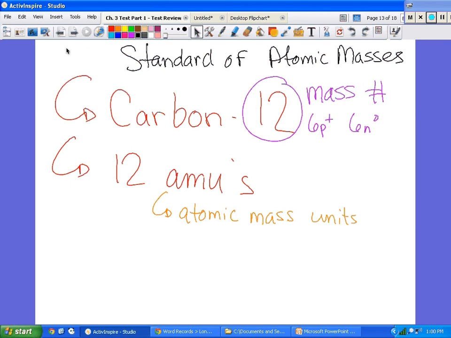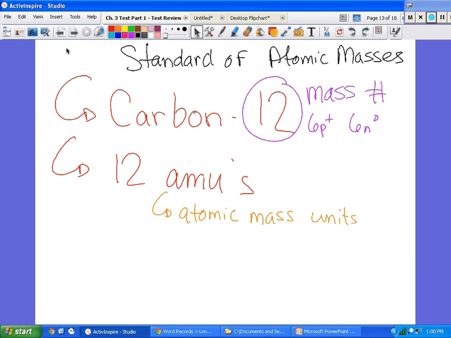Well, when they started saying, we need to be able to mass these things out, how can we tell the mass of an element? What they did is they went outside. Not literally. And they dug up a carbon-12. They went to their lab and picked it out or whatever you want to say. So they had a carbon-12 atom.